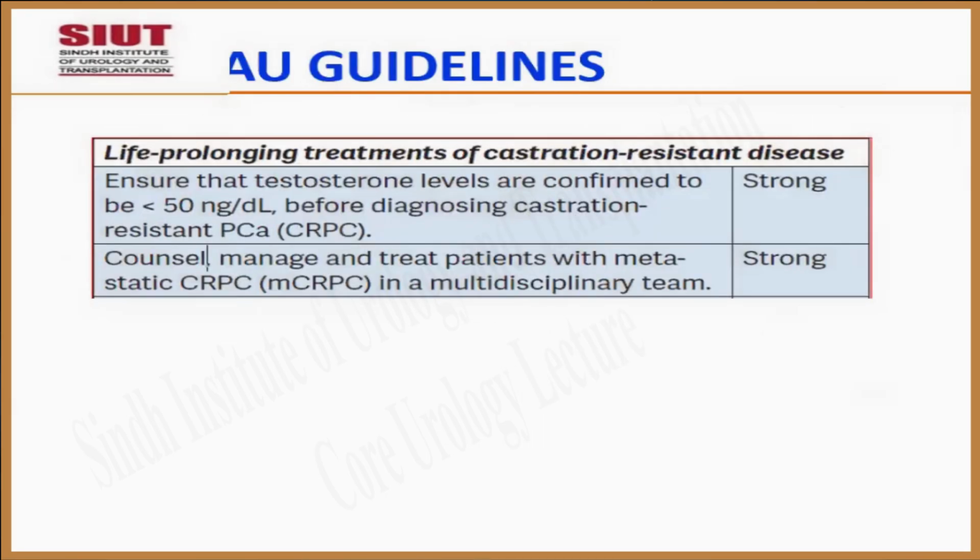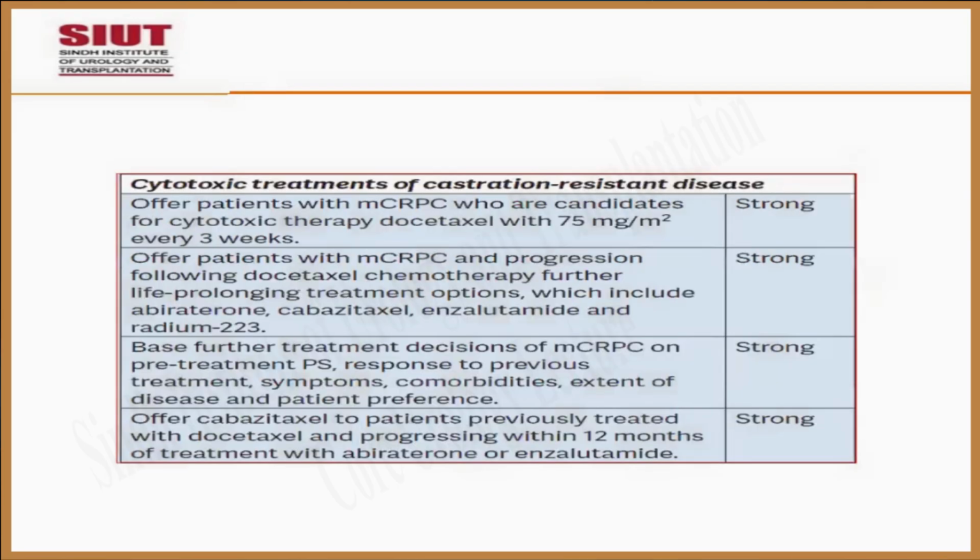According to European Association of Urology guidelines, for life-prolonging treatment of castration-resistant disease, ensure that testosterone levels are confirmed to be less than 50 nanogram per deciliter before diagnosing castration-resistant prostate cancer. Counsel, manage and treat patients with metastatic CRPC in a multidisciplinary team. Cytotoxic treatment of castration-resistant disease: offer patients with mCRPC who are candidates for cytotoxic therapy docetaxel 75 mg per meter square every 3 weeks.